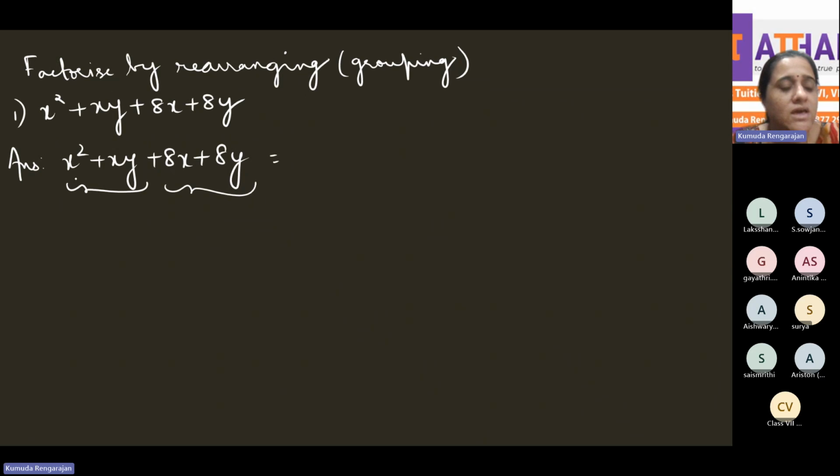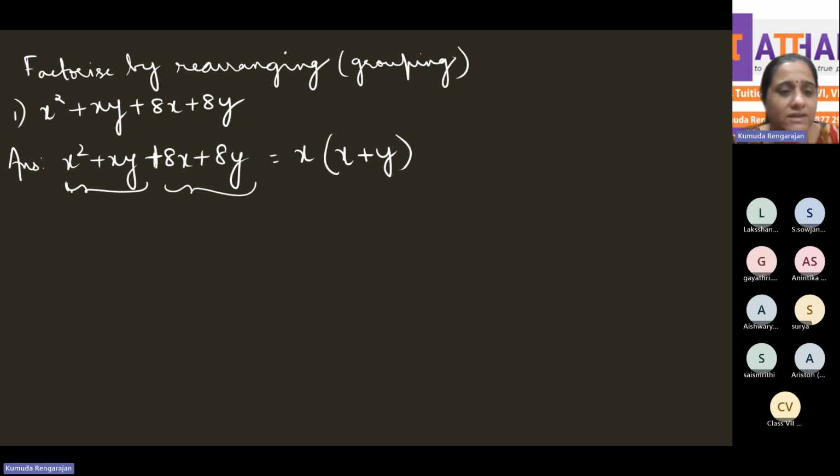So what is common between x square and xy? The HCF of x square and xy is x. Open bracket, exactly what we did here. X into what is the first term x square? X. Then x into what is the second term xy? Y. Plus y. Now put the sign as it is.